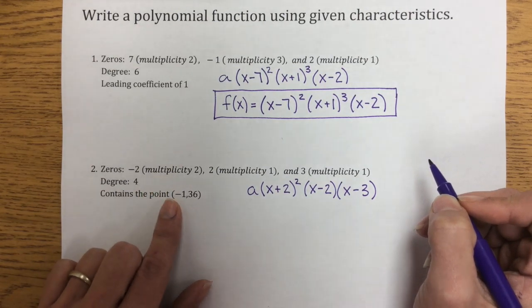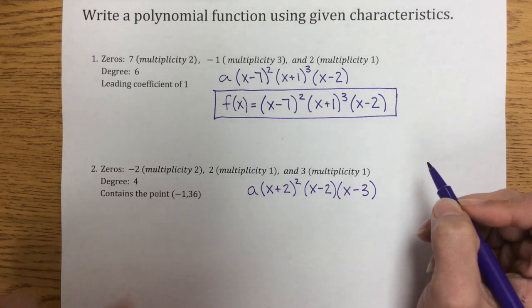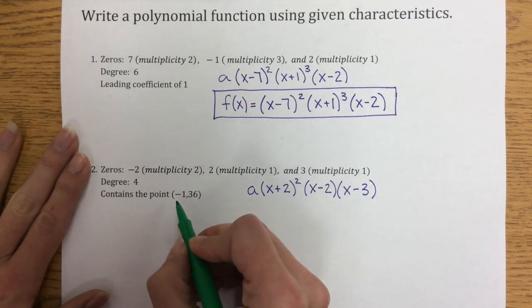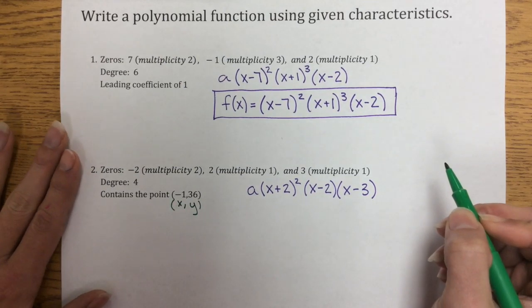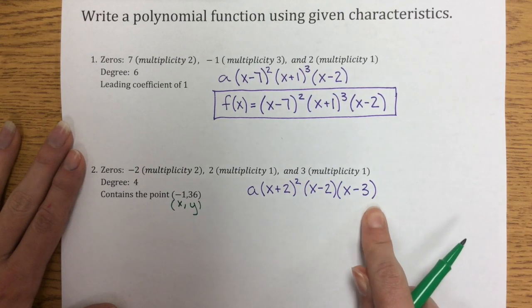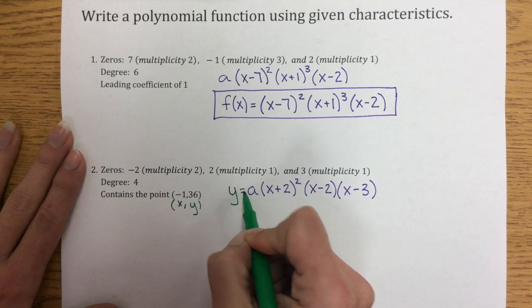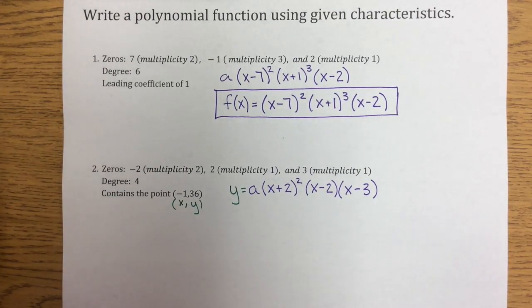So this is the form that all solutions will have given only those zeros. But the problem here tells us that it contains the point negative 1, 36. So we can find the exact equation or determine the leading coefficient with that information. Remember that this point is an x and a y. So we can use that x and that y in this set up factored form. Remember, y equals is the same thing as f of x here. So let's plug in what we know.